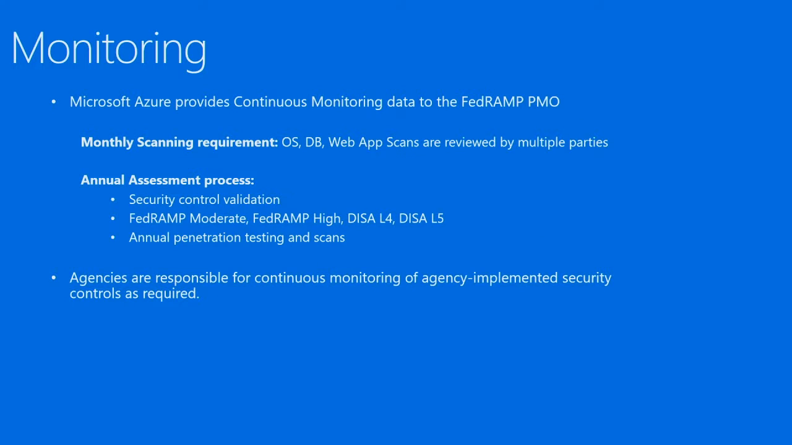So from a monitoring perspective, obviously you've signed, but as part of continuous monitoring requirements, you need to continue to monitor the risk posture of the system on an ongoing basis. That includes things like scanning requirements, potentially ongoing authorization considerations, and then any of the agency implemented controls that would be leveraged within your individual subscription as well.